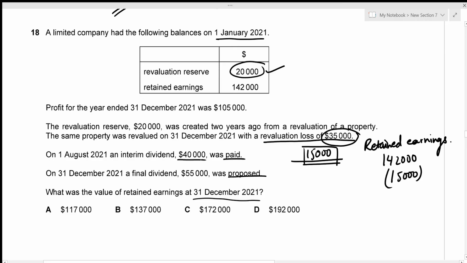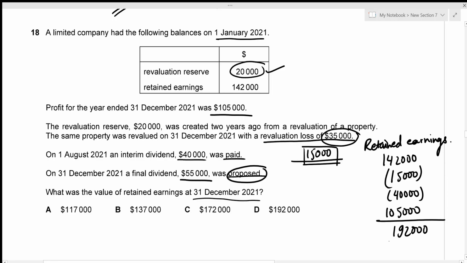Alright, next we have an interim dividend paid. So this is something that's going to reduce the balance on the retained earnings, which means that the 40,000 needs to be deducted as well. And the final one we have is a final dividend, which was only proposed, which means that this value of 55,000 was not yet paid. So that's not going to be included in the schedule for the retained earnings. And we're also given the profit for the year of 105,000. So the profit for the year is always added to the retained earnings. So that's going to be 105,000. Alright, so the closing balance is going to be 142,000 minus 15,000 minus 40,000 plus 105,000, which gives us the total of 192,000, which is given in our option D.